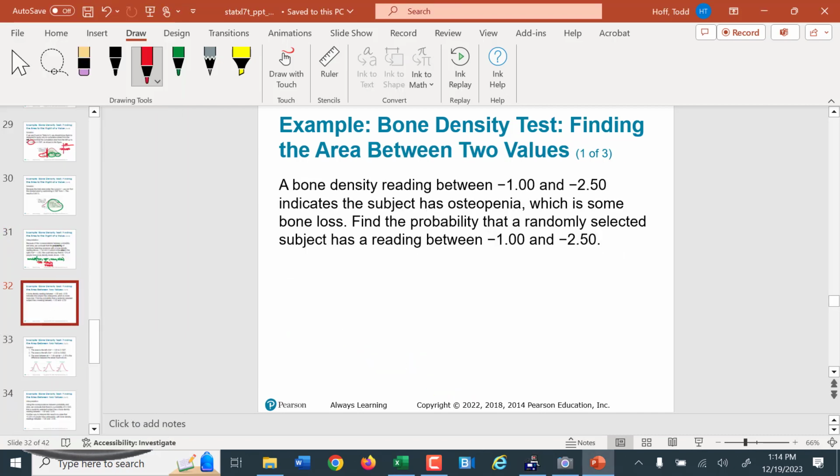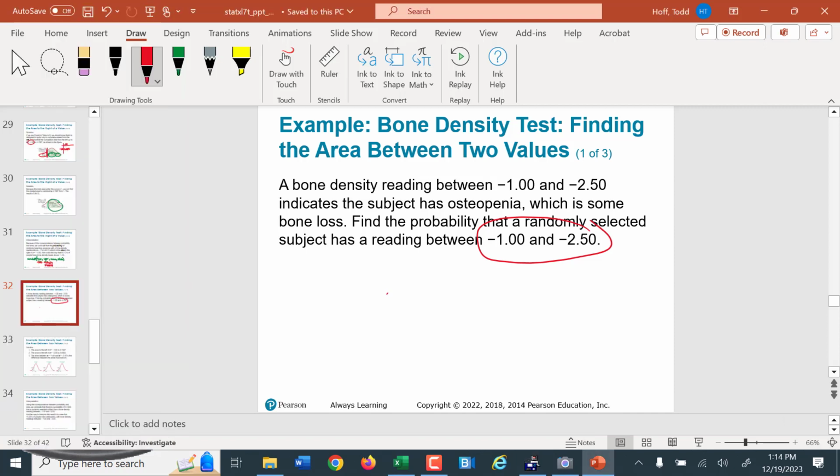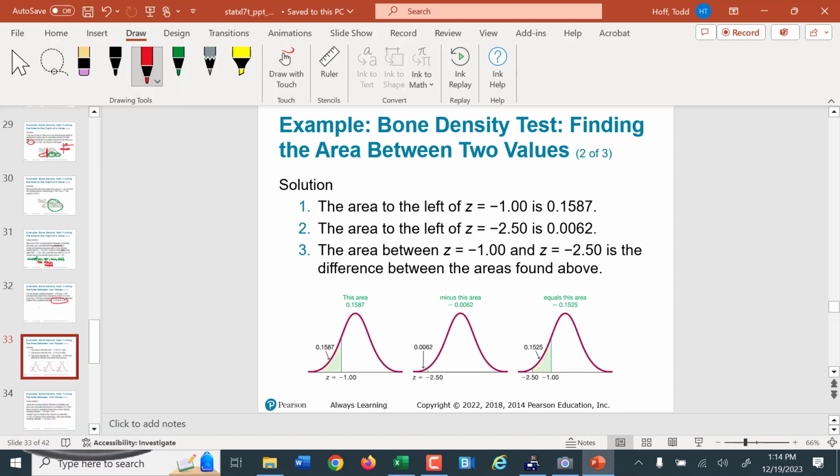So now as I move down to this next one, finding the probability that a randomly selected person will be between -1 and -2.5, the calculator is custom built for this. Second distribution, normal CDF. Now the lower limit is actually the -2.5, that's the smaller number, to a -1 with a mean of 0 and standard deviation of 1, and it's going to spit out that probability, 0.1524. Let's go through doing it with Excel or with the table in the book.